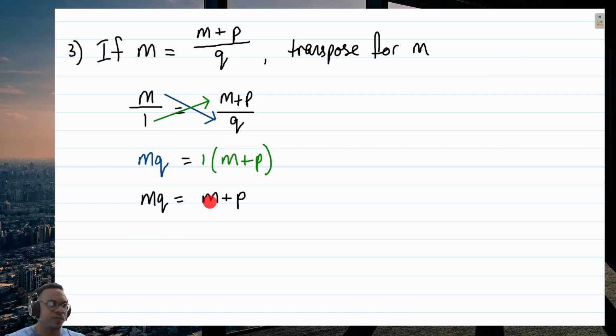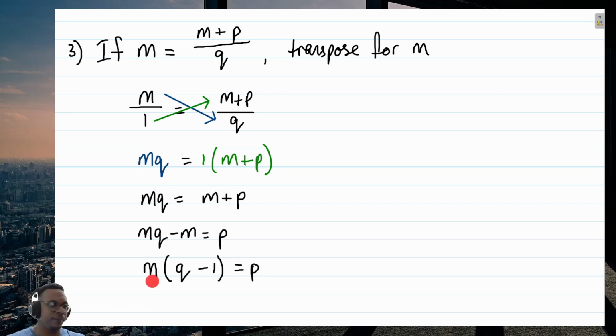Now I'll bring this positive m across the equal sign to the left hand side, and the sign in front of it will change from positive to negative. Now that I have the two terms in m together, I can factor out the m. So I'll have m, open brackets, and mq divided by m, the m's will cancel and I'll remain with q. And m divided by negative m would give me negative 1.